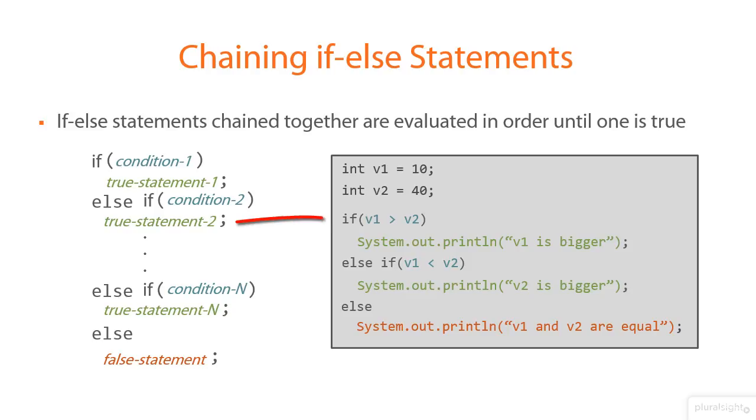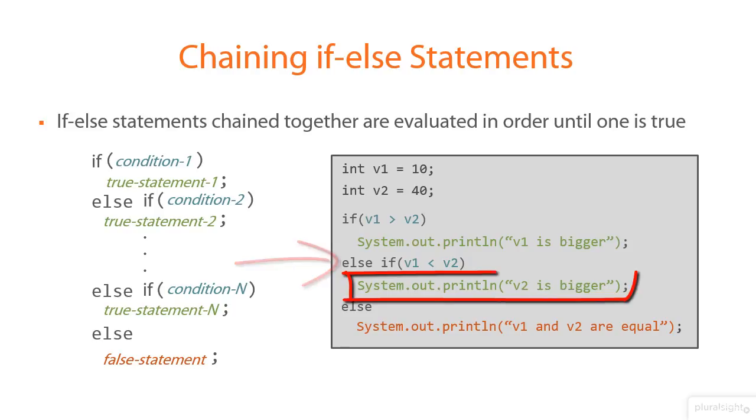So in this case, the system would first evaluate, is v1 greater than v2? It's not. So it jumps down to the next condition. Is v1 less than v2? It is. Go ahead and print out v2 is bigger.